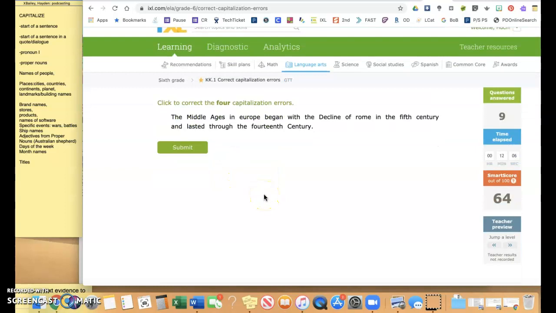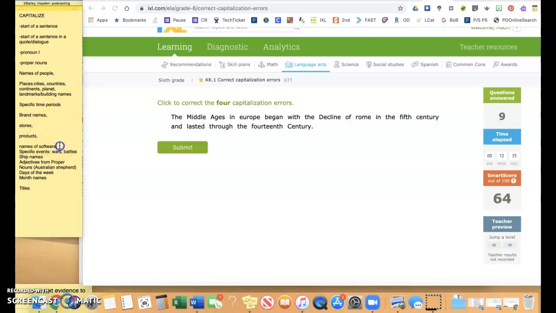The Middle Ages in Europe began with the decline of Rome in the 5th century and lasted through the 14th century. Ooh, that's a long time. I didn't know that. So Middle Ages should be capitalized. The is capitalized, start of the sentence. Middle Ages should be capitalized. We're going to go with specific time periods. We're going to add that to our list.